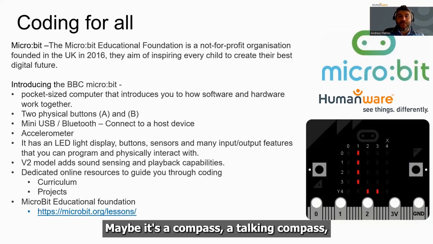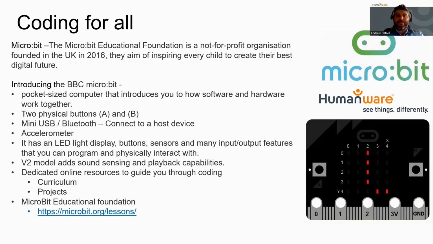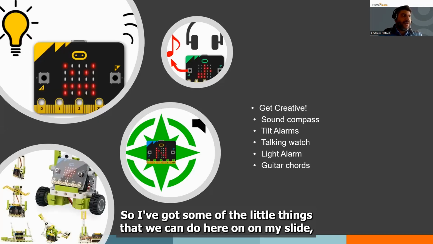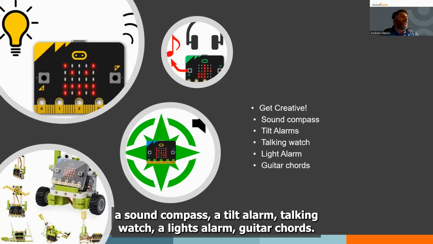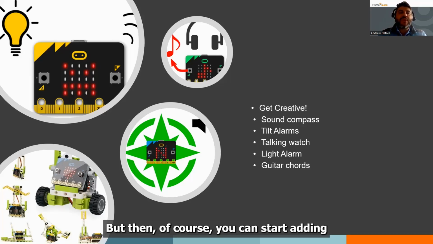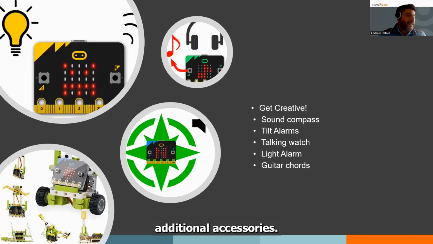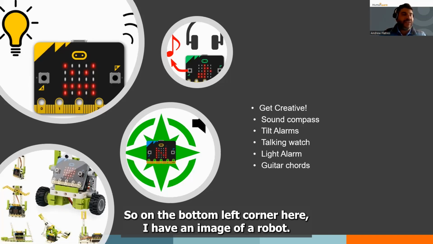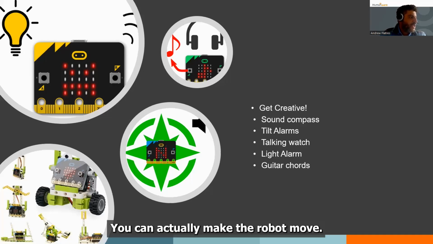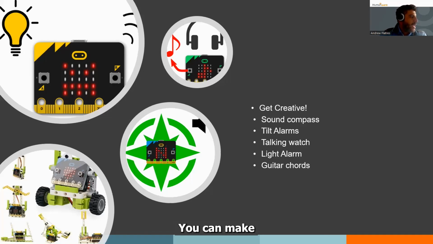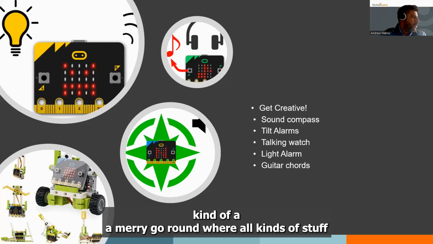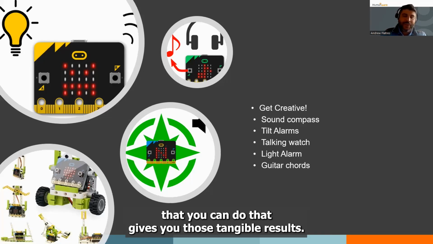Maybe it's a compass, a talking compass, and maybe it's an alarm. So I've got some of the little things that we can do here on my slide: a sound compass, a tilt alarm, a talking watch, a light alarm, guitar chords. That's just the start. But then, of course, you can start adding additional accessories. So on the bottom left corner here, I have an image of a robot. You can actually make the robot move. You can make a merry-go-round, a wheel, all kinds of stuff that you can do that gives you those tangible results.